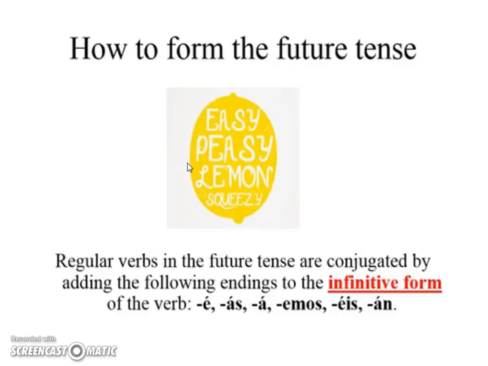So how to form the future tense. It's very, very simple to form the future. It's a little bit different in the sense that we are not chopping off the ending from an infinitive anymore. What the future does is we conjugate it by adding the endings to the infinitive. So there's only one set of endings, so there's 6 endings that you have to learn, and that will apply for all verbs in the entire language. So we have é, ás, á, emos, éis, án. And I'll demonstrate that on the next slide.